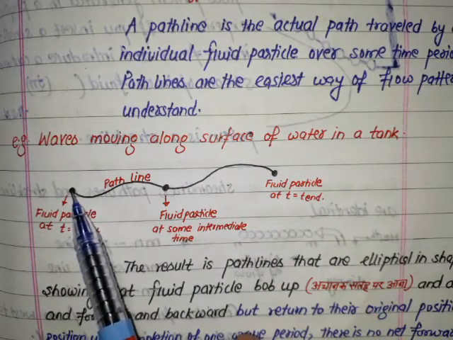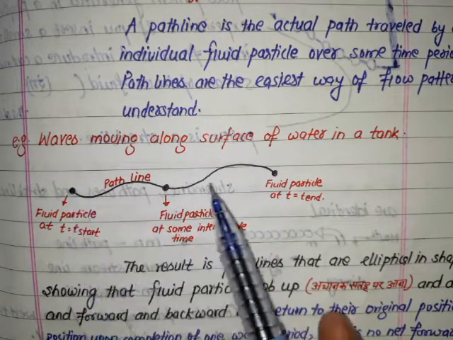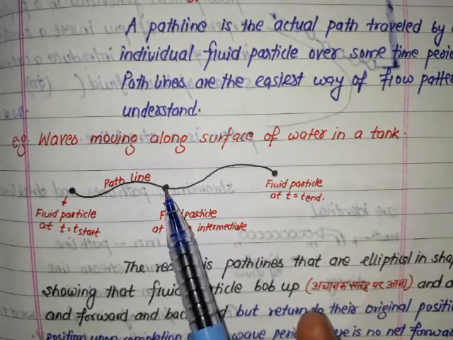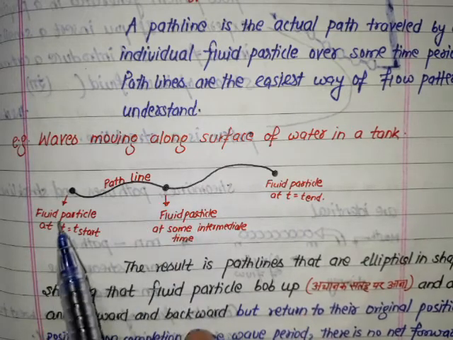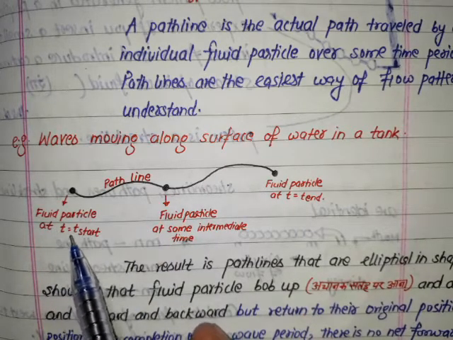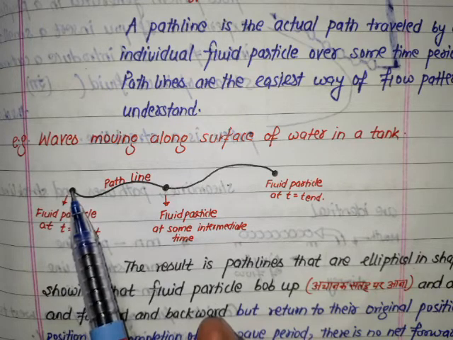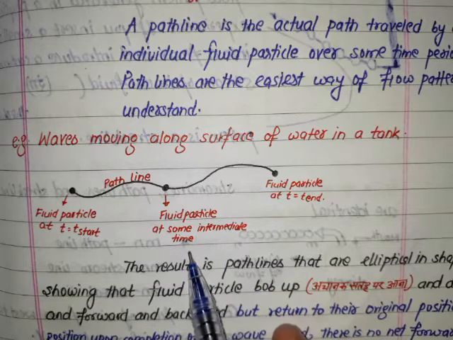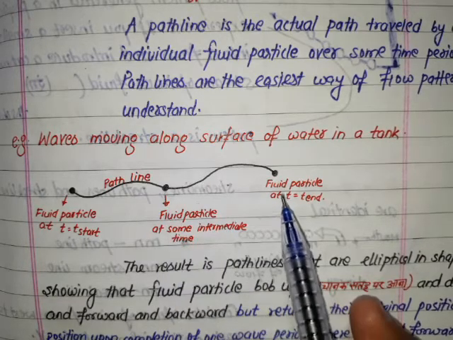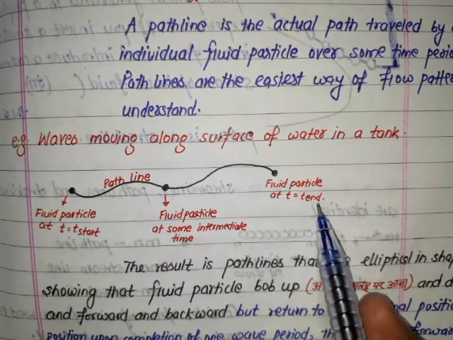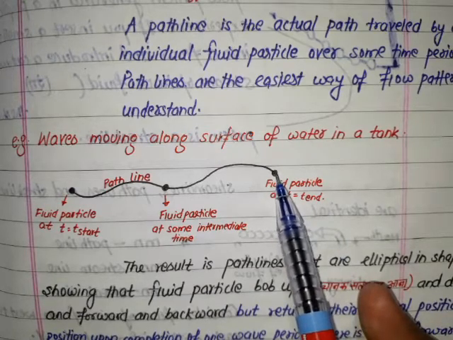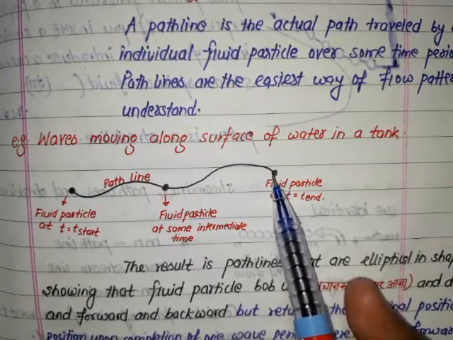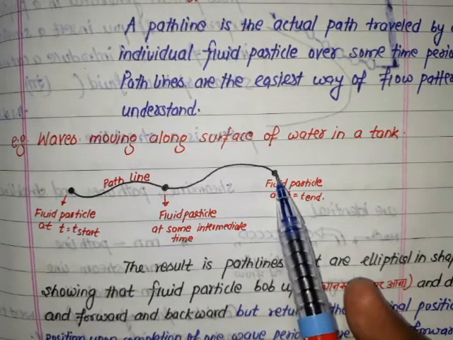And this is the initial position of a fluid particle. And this is the final position of a fluid particle. And this is the intermediate position of a fluid particle. So I say fluid particle at t equal to t start. So this is the starting time. And this is the fluid particle at some intermediate time, after some time. And this is the fluid particle at t end. So this is the end of the path of a particle. So the particle will start from this beginning point and it will go to its final destination.